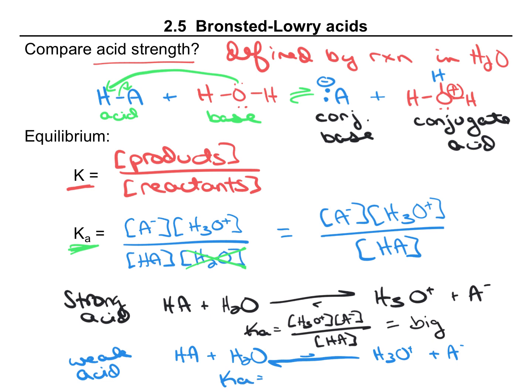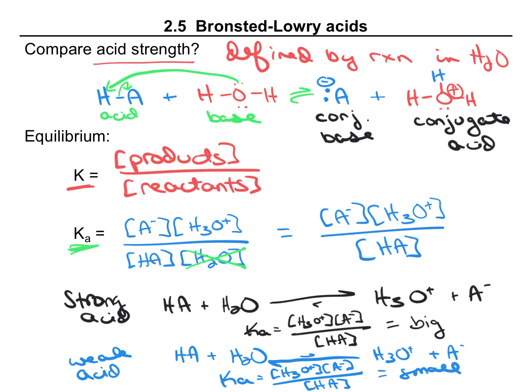Ka is equal to the concentration of H3O+ times A- divided by the concentration of HA. But because the equilibrium lies to the left, we're going to have a very small concentration of H3O+ and A-, and so the numerator will be small. We will have a very large concentration of HA, which means the denominator will be large. So overall, the Ka is going to be small.